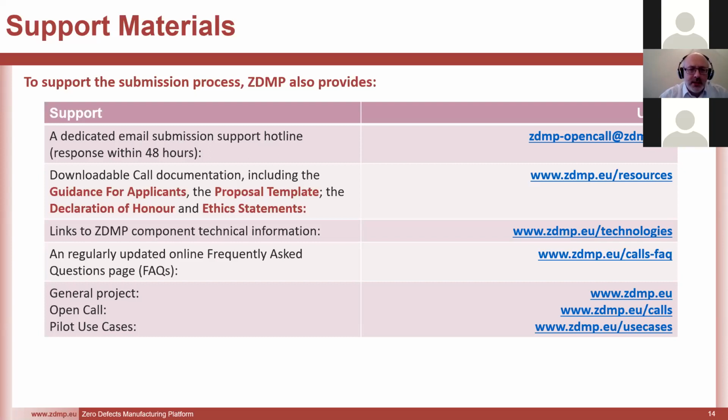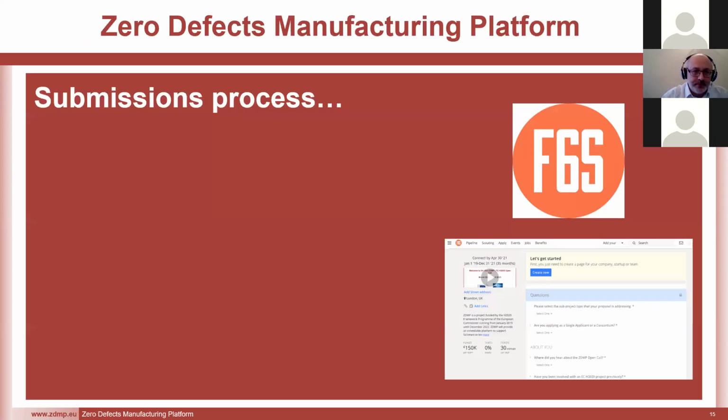It is important to say that the guide for applicants is the authoritative document. So we have put all possible attention to make things consistent, but if you find anything that is different between the guide for applicants and anywhere else, like the website or the documentation, what matters and what has the final word is the guide for applicants.